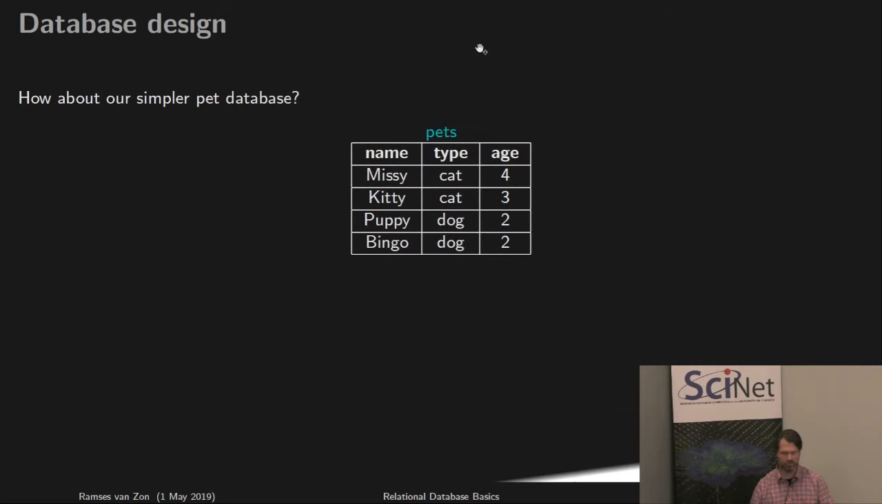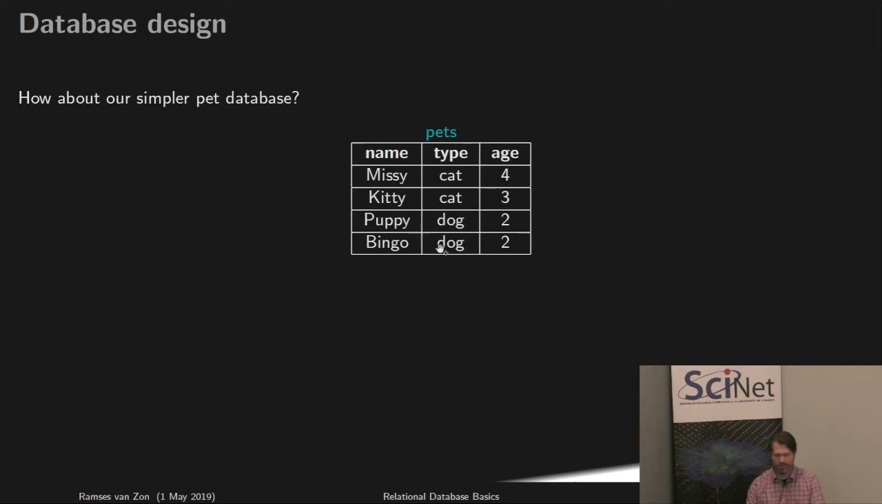But before we do that, let's look at our simpler example. So let's look at pets. So we have 4 pets. We put in their ages because we altered the table to have a column. So Missy is 4, etc.